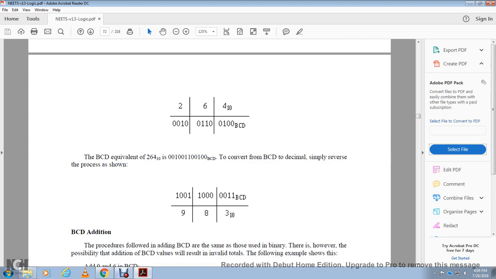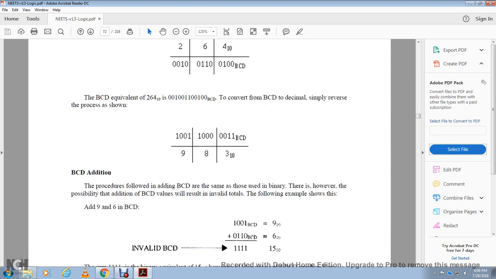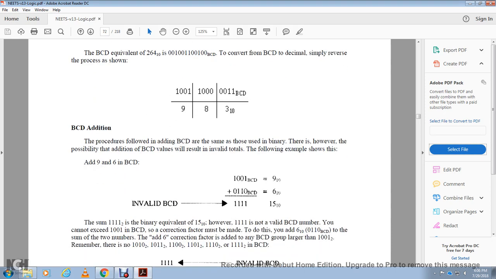BCD addition. The procedure for BCD addition is simple if you use the binary rules. However, some possible sums of BCD digit values are invalid. Following examples: 1001 BCD is 9 in base 10, and 0110 BCD is 6 in base 10. You get 15, or 1111. The sum 1111 is equivalent to 15. However, 1111 is not a valid BCD number. You cannot exceed 1001 in a BCD digit, so a correction factor must be made.